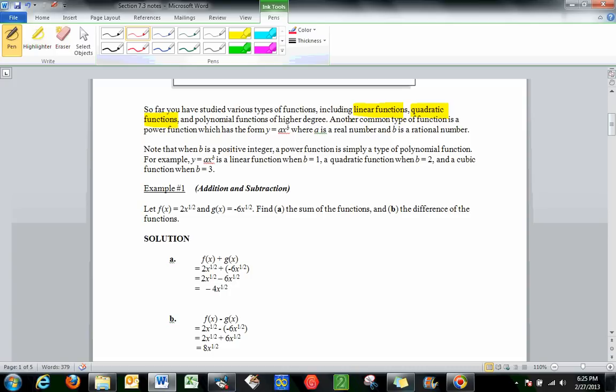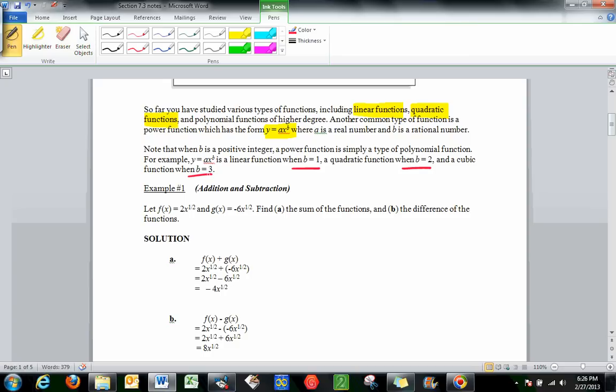But basically, a power function is anything that is raised to a power. So you can see here we have a function, and it's being raised to the power of b. And b is a rational number, and so we call that a power function. Now, the two main power functions that you've dealt with are linear, where b is equal to 1, and quadratic, where b is equal to 2. And we've also introduced the idea of b equaling 3, which would be a cubic function.